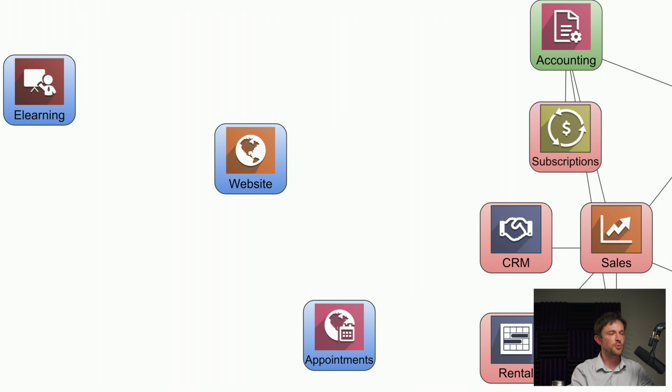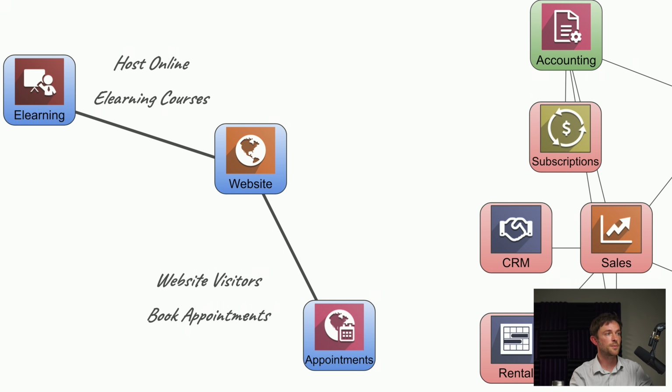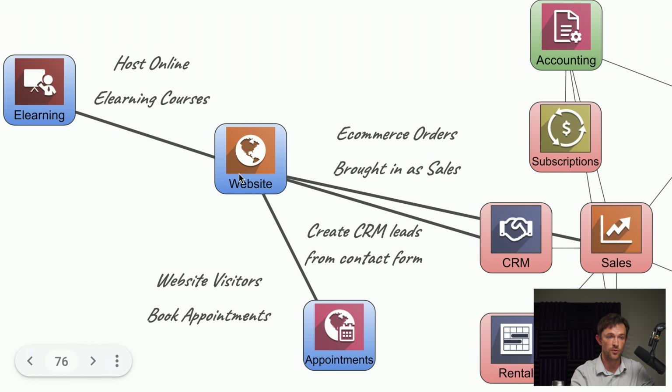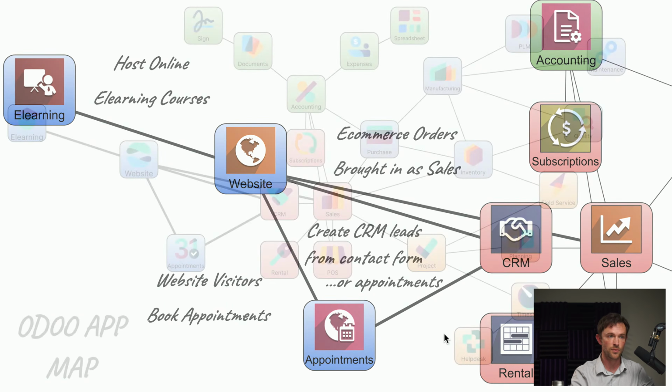A lot of these connections should be pretty obvious, but e-learning content, it's all hosted on the website. That's why it's e-learning. It's on the website. Similarly, people that visit the website, they can book appointments using the appointment app add-on. And then there's a very important connection between e-commerce and sales because any orders that come in online are basically sales orders and they show up as a channel within sales. And then CRM, it's connected because you can create leads and opportunities from a contact form on the website, which you should definitely do because it's a great way to get the best kind of leads and opportunities of people that are really interested. In addition, you can also create opportunities from appointments like I just showed.